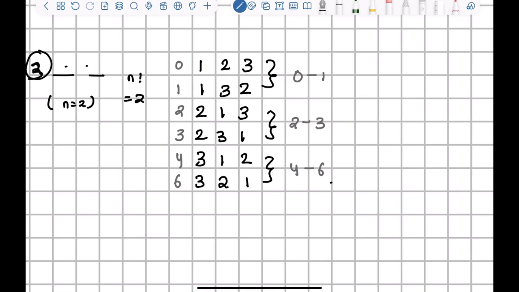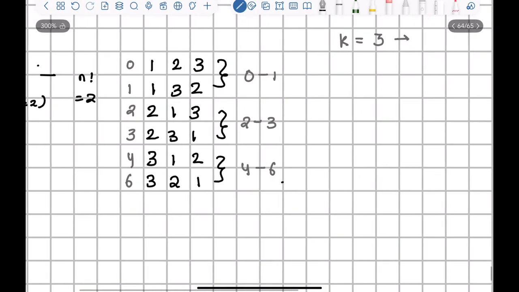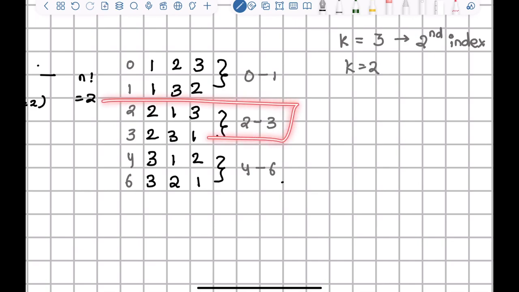Now we need to check where our k lies. Where does our k lie? Our k was 3. That means in index notation, my k is second index, right? Second index. That means essentially my k is equal to 2. Right? So where does k equal to 2 lie? K equal to 2 lies here.